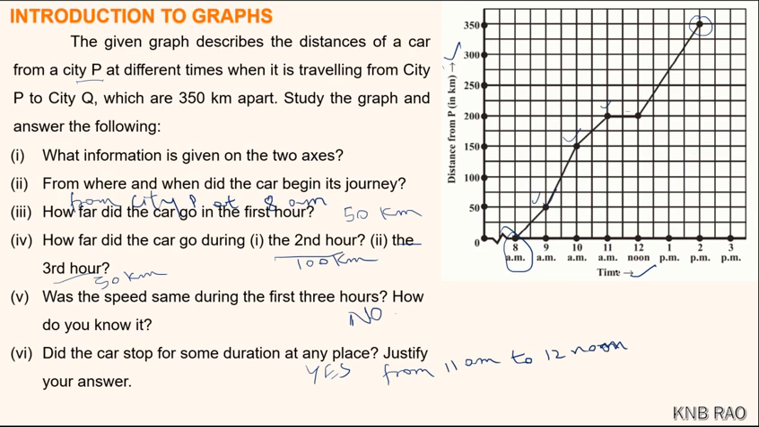Now we have the last question, number 7, when did the car reach city Q? So it has reached at 2 PM, correct? Why? Because exactly at 2 PM it has travelled 350 kilometers. So it has reached city Q at 2 PM. So this is how we study these linear graphs.